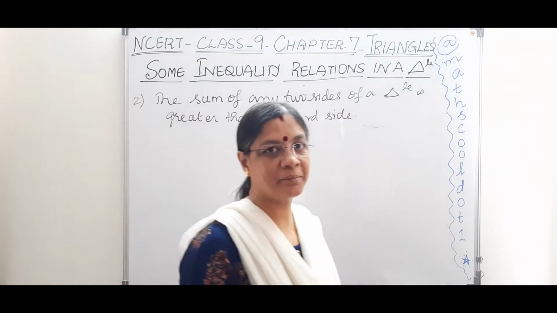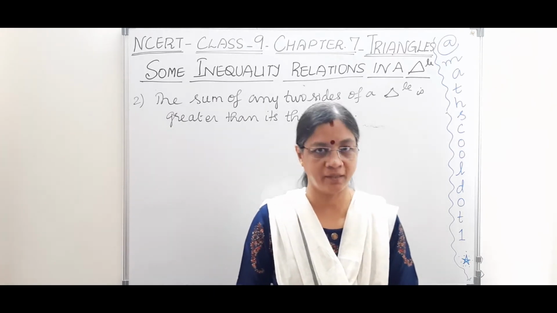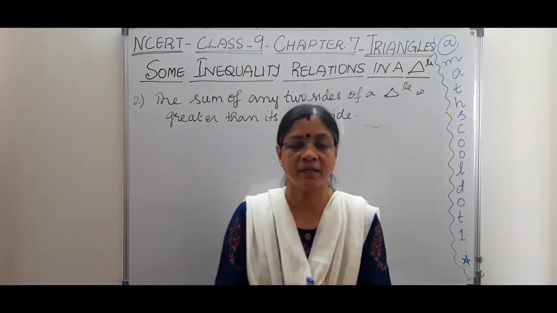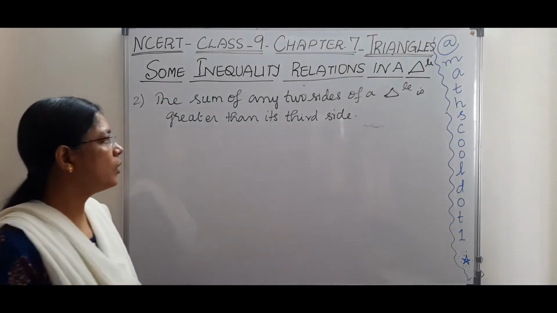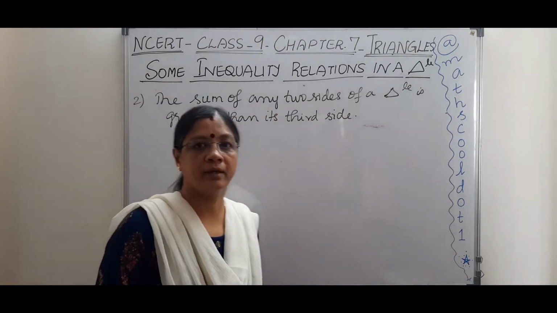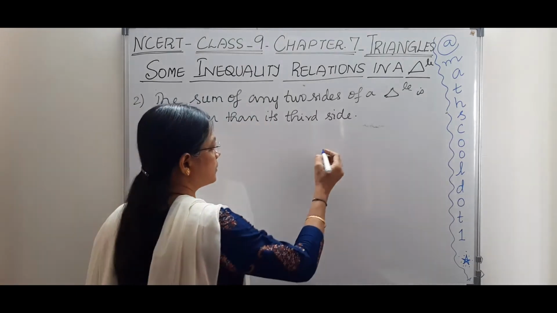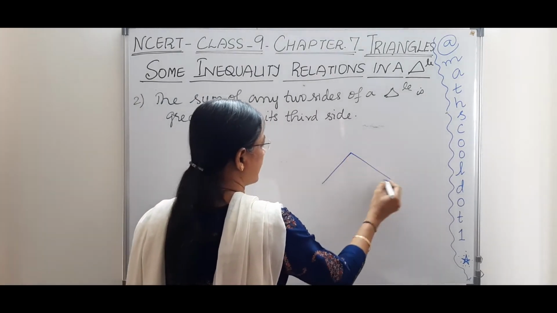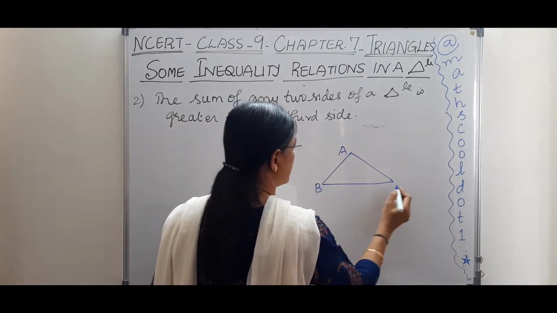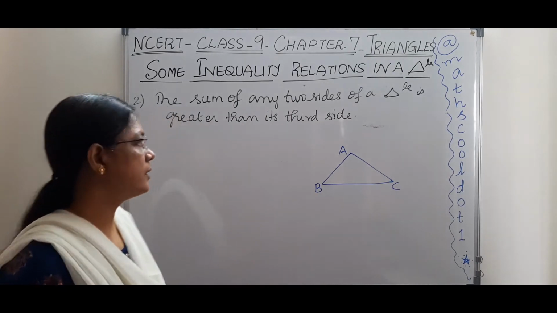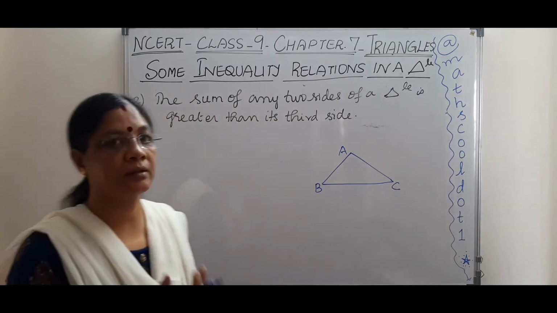Hello everyone, welcome back, and we are seeing the inequality relations in the triangle. The second inequality we are going to deal with is: the sum of any two sides of a triangle is greater than its third side. So how is it possible? Let's take a triangle. ABC is a triangle. So what does the relation say? The sum of any two sides of a triangle is greater than the third side.